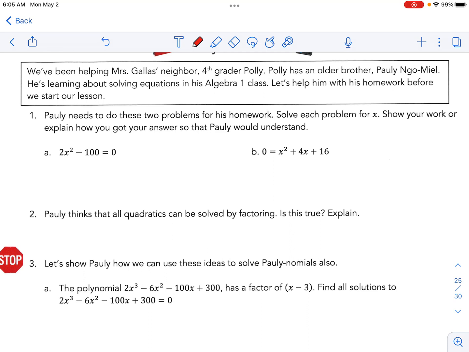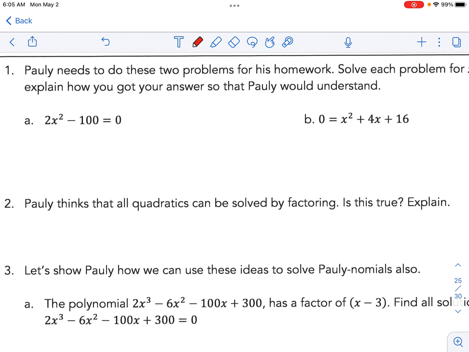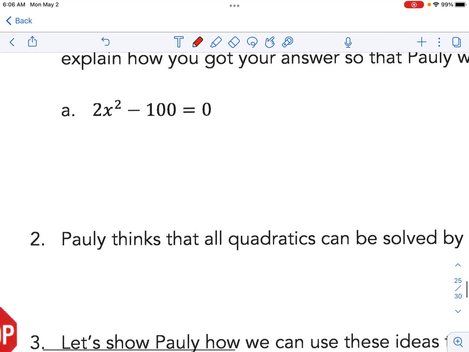So question 1 here says Polly needs to do 2 problems for his homework. Solve each problem for x. Show your work and explain how you got the answers so that Polly would understand. So these are both quadratics, and these are both using techniques that don't involve factoring using the star method.